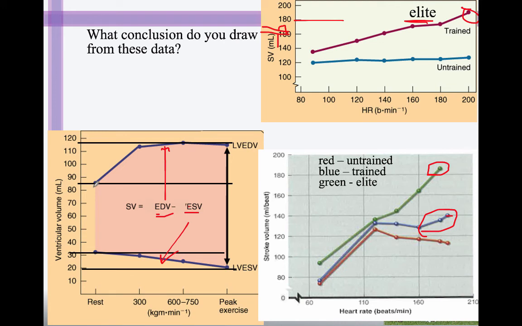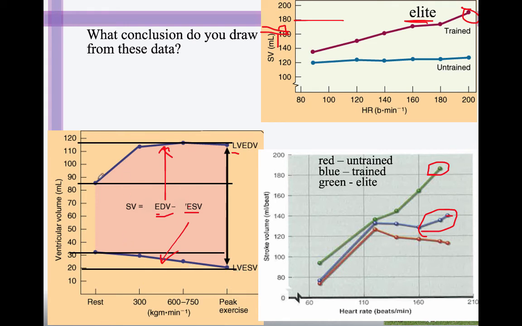And you can see that EDV goes up quite a bit. This is just left ventricular end diastolic volume. They don't need it because EDV has to be pretty much the same. Whatever happens on the right side happens on the left side. And so LV EDV is going to be approximately equal to RV EDV, and the same for end systolic volume.